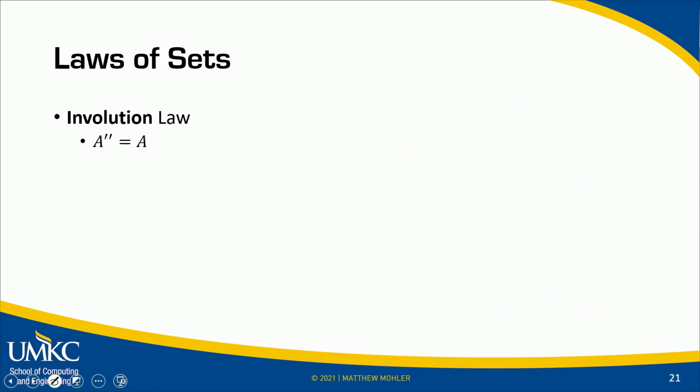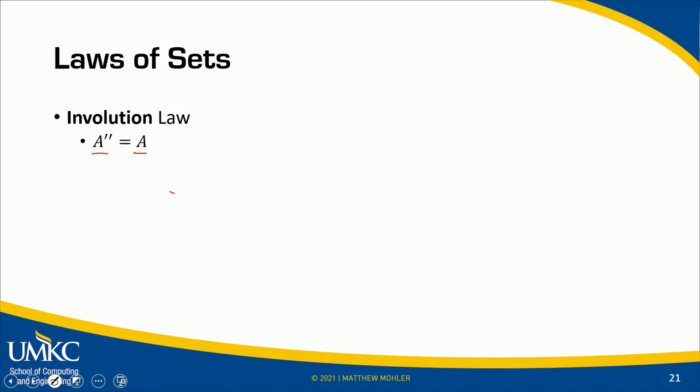Now, there's also the involution law, which basically says that if I take the complement of a complement, I'm left with just the original argument. So in this case, A double prime, or the complement of A's complement, is just equal to A again. So we're saying that it is a complement of a complement, a double complement, and that just returns us to the original element.